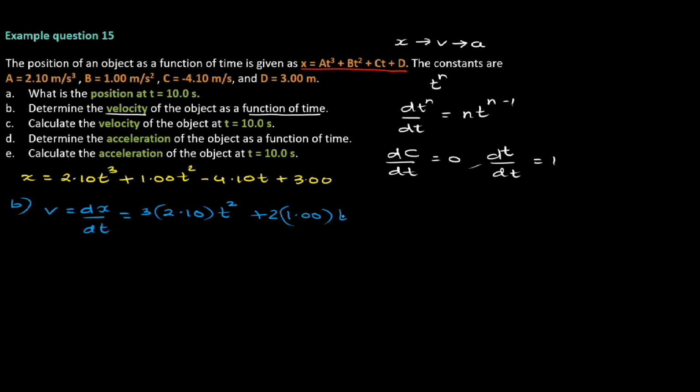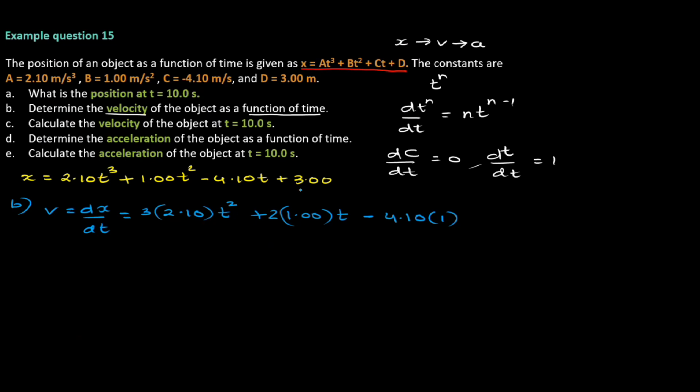Then reduce the power of t by 1. 2 minus 1 will give me 1. Then again keep the constant as it is, 4.10. Power of t is 1, and we just discussed derivative of dt over dt equals 1. So I will just write this as 1. Then 3 is a constant.